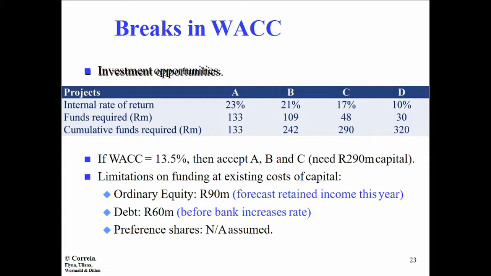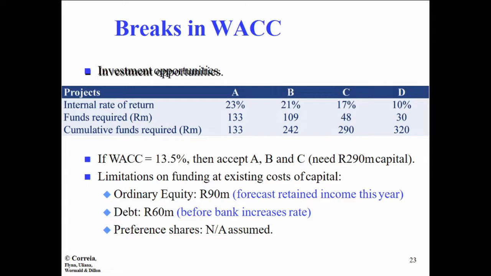So if we look at Project A, B, and C, the rate of internal return is greater than the WACC of 13.5%. Therefore, it makes sense to accept Project A, B, and C. However, in order to invest in all of these projects, we need 290 million in capital. However, the question tells us in the textbook that the company can invest up to a total of 133 million before the company needs to issue new equity at a higher cost of equity.